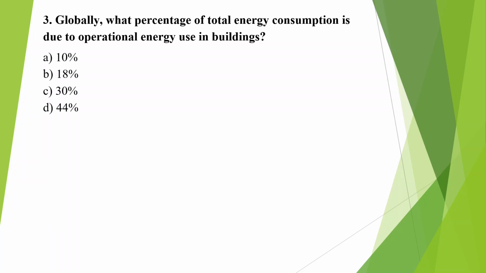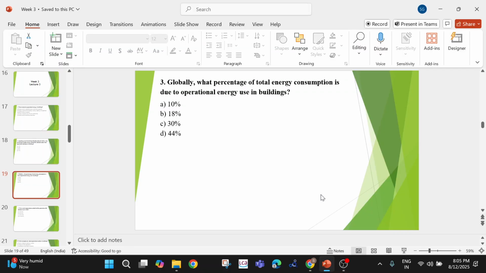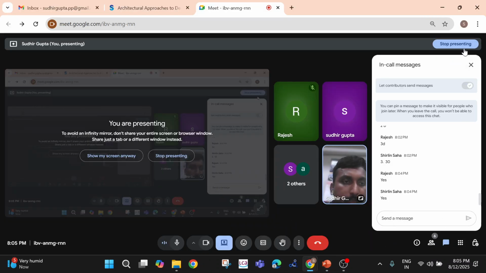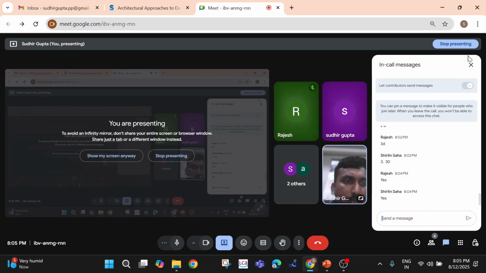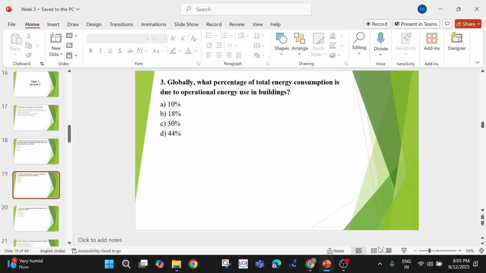So it is in the range of 30 to 34% you can say, but you cannot go for 44%. When including the manufacturing of cement, steel, aluminum for construction, then it goes to 34%. So it is in the range of 30 to 34% only. So option C is the most appropriate answer, not option D. Fine. Can we move to the next question? I hope it is clear. Yes, it is clear. So next time I think you won't make this mistake. You are able to revise all the things.